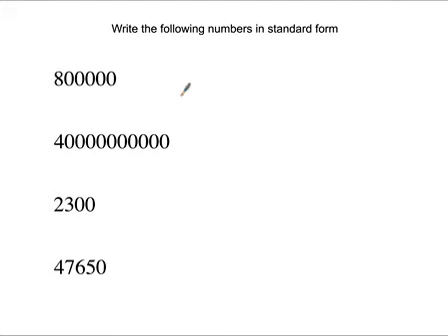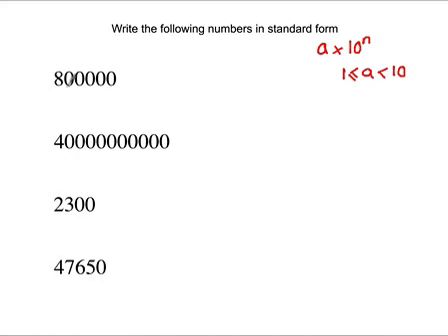Standard form is a way of writing either very large or very small numbers nice and quickly. Standard form is writing things in the form a, some number a, times 10 to the power of some number. Now the other condition is that a must be a number less than 10 and also bigger than or equal to 1. So let's have a look at doing this here.